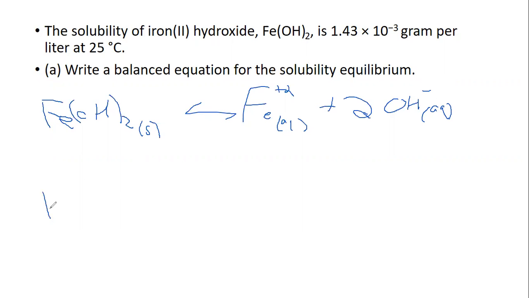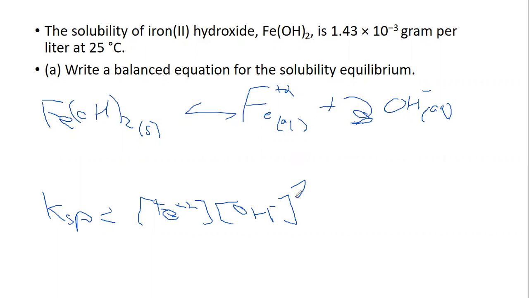So KSP is like any other equilibrium problem. It's always products over reactants. So it's going to be the concentration of iron, which is +2, and hydroxide. Remember, coefficients do not ever appear in the brackets. The coefficient 2 is just the square, right? So that's your KSP expression.